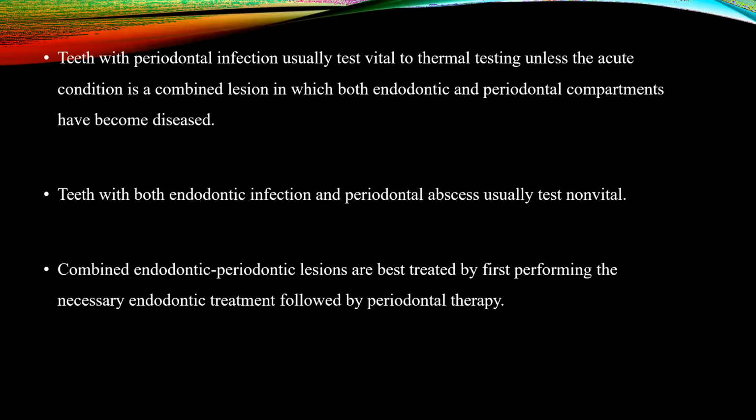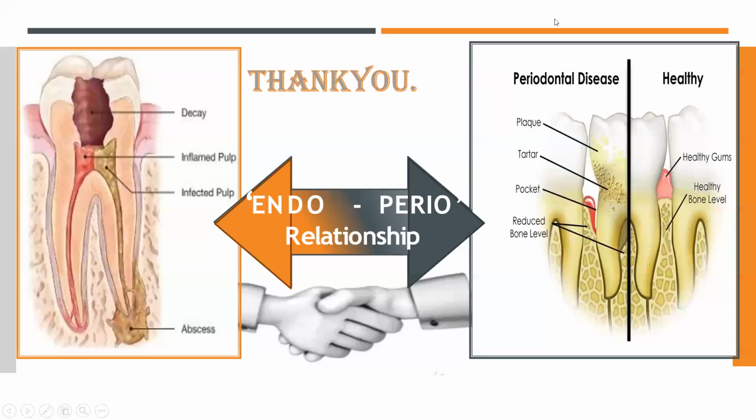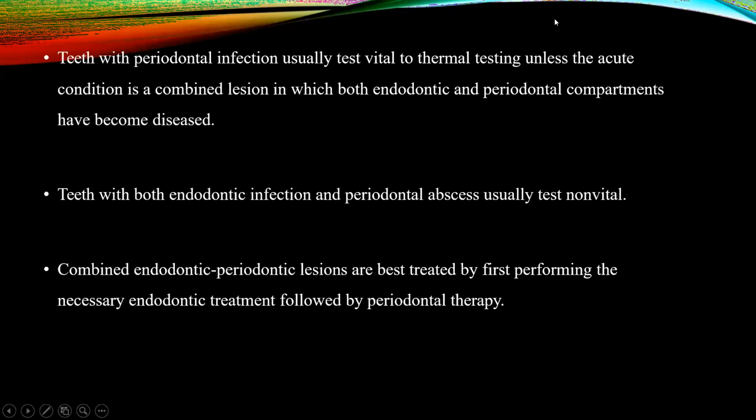Teeth with periodontal infection usually test vital to thermal testing unless the condition is a combined lesion in which both endodontic and periodontal compartments have been diseased. Teeth with both endodontic infections and periodontal abscess usually test non-vital, and combined endodontic periodontic lesions are best treated by performing the necessary endodontic treatment followed by periodontal therapy.